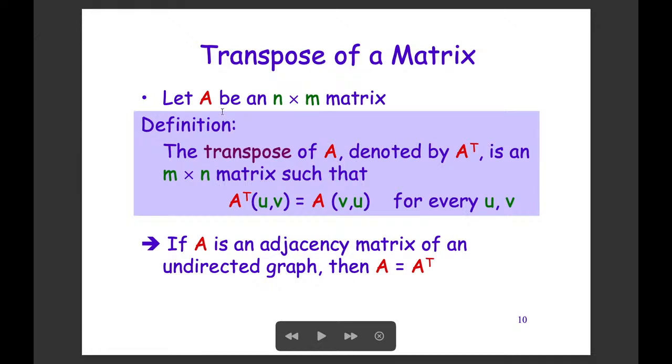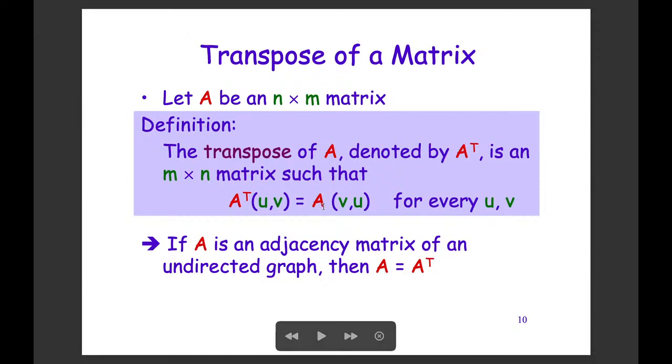So let's say A is an n by n matrix. The transpose of A, the notation is A to the power t, where t stands for transpose, is an n by n matrix. It is like a flipping operation such that the entry UV in the transpose is the same as the entry VU in the original matrix.